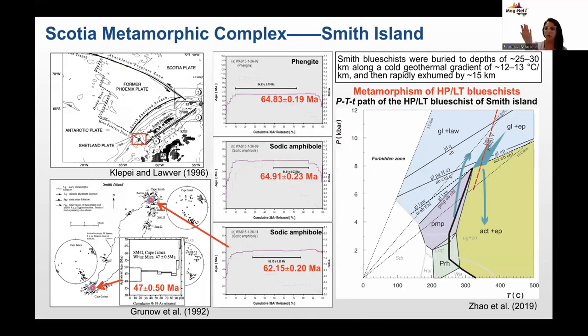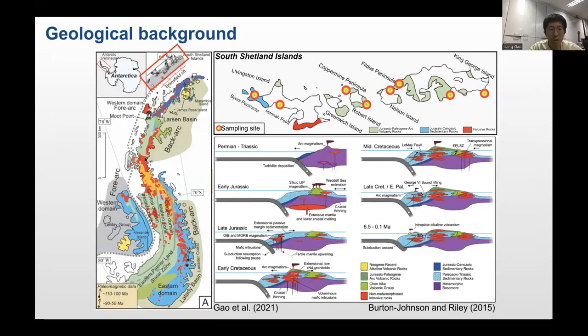Okay, because I work on Cretaceous. Can you see there is a moving arrow on the screen? The Cretaceous paleomagnetic data mainly come from these areas around Anwers Island. So Cretaceous comes from there. From these areas, and our data from the Byers Peninsula show a counterclockwise rotation.